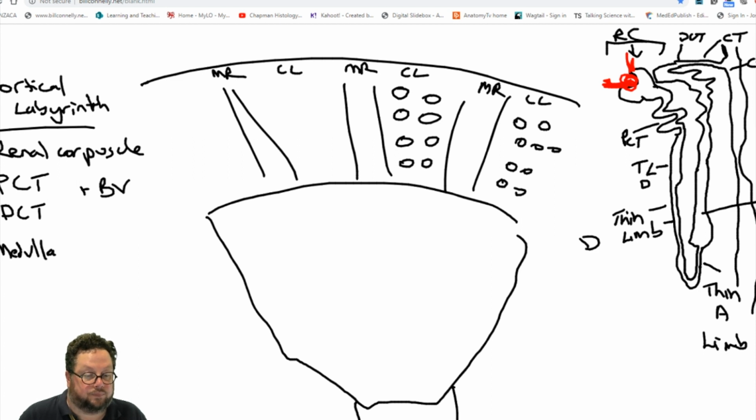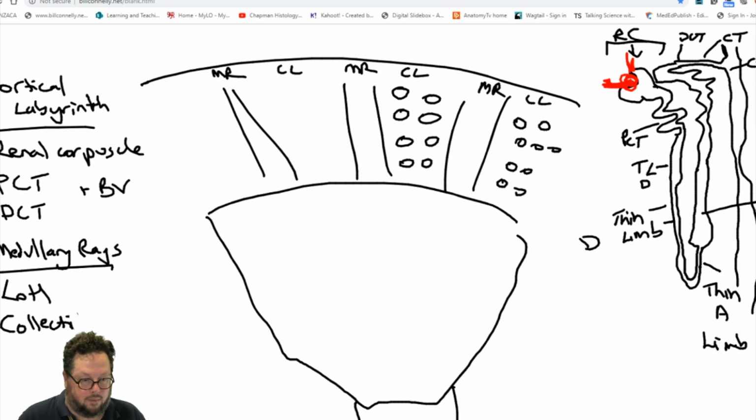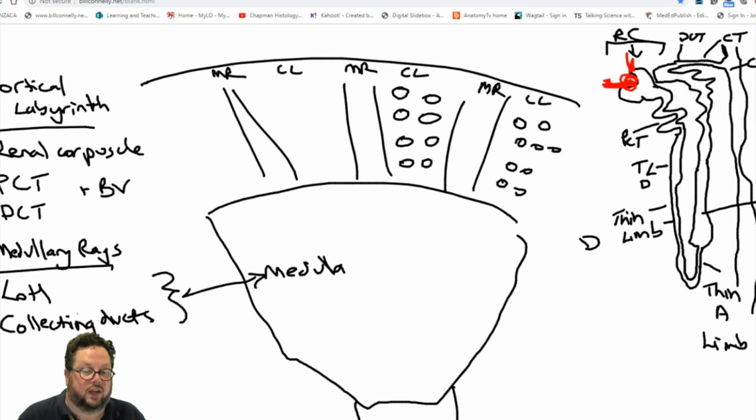Within our medullary rays, we find our loops of Henle and our collecting ducts. Whoa, I forgot how to spell collecting. Oh, I'm still on the eraser. And we'll also find these here, which is the medulla. They're also found in the medulla as well, the loops of Henle and the collecting ducts. So if we think about it, here's our renal corpuscles. They would have their loops of Henle coming down here, then coming back, and then eventually they'll drain back into the collecting ducts in this region here.